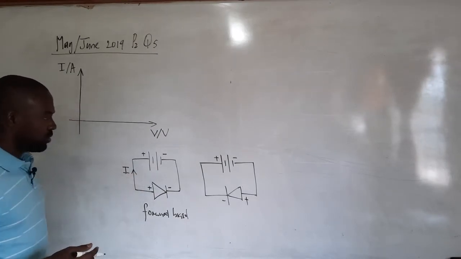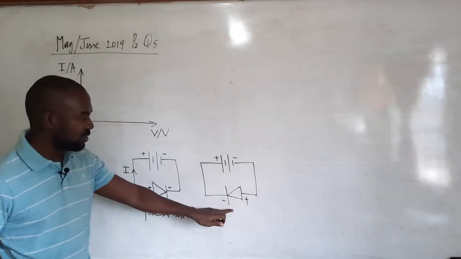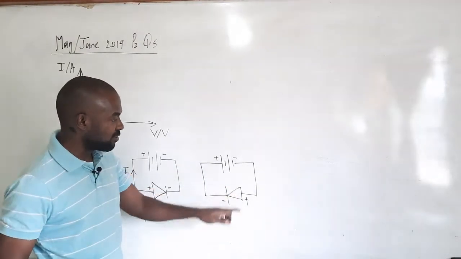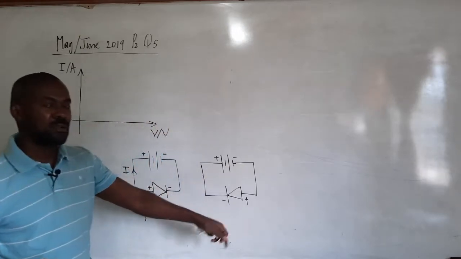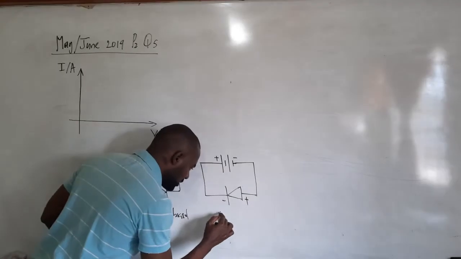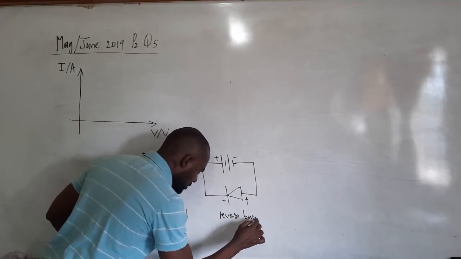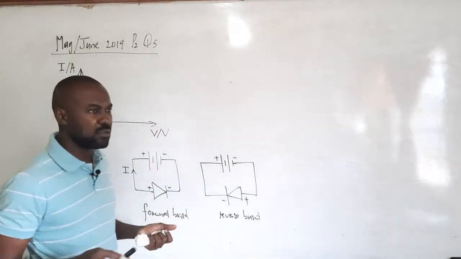Right? So now that we reverse the diode, what will happen is that the negative terminal of the diode is now connected to the positive terminal of the battery and vice versa. So the negative terminal of the battery is now connected to the positive terminal of the diode, and this diode will now be reverse biased. Right? So because the diode is now reverse biased, it does not conduct any significant current.